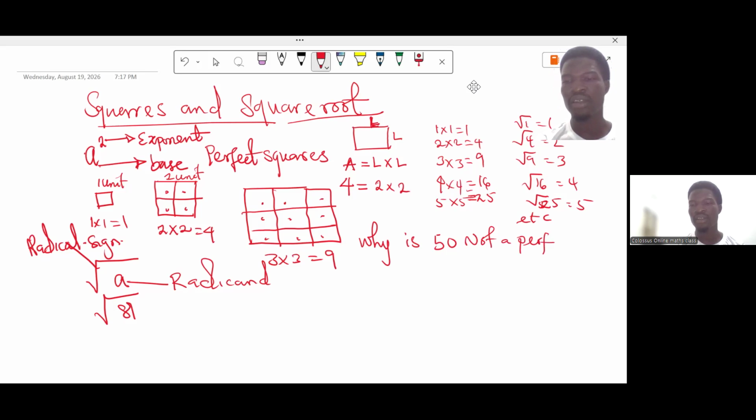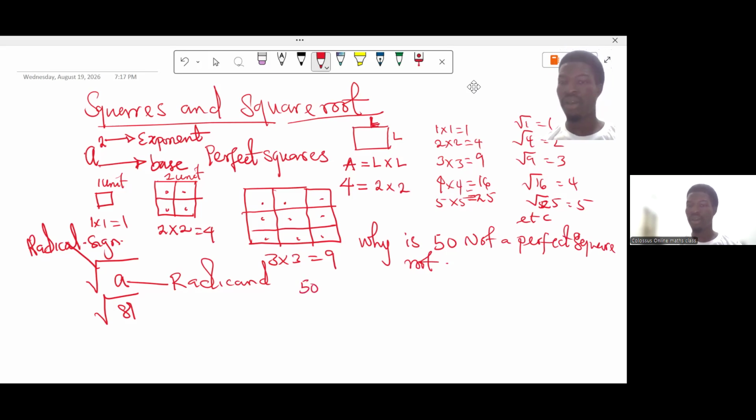Why is 50 not having a perfect square root? I'm going to show you the reason, and I'm going to use 50 and 100 as an instance. Now look at 50.